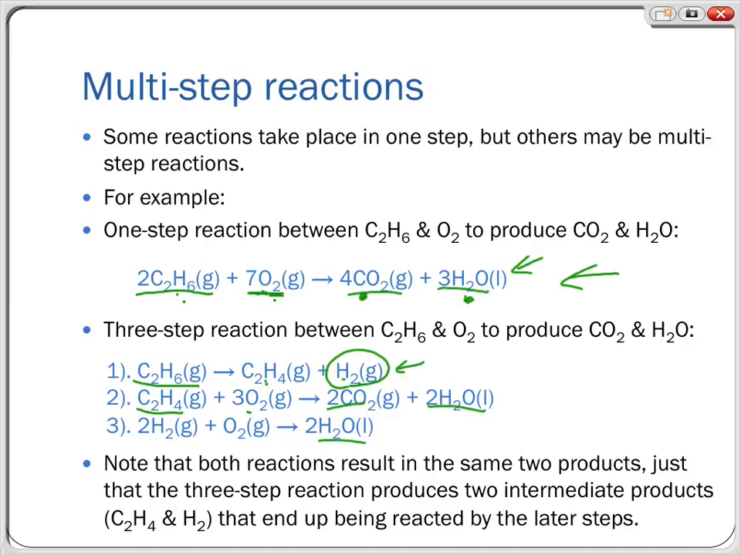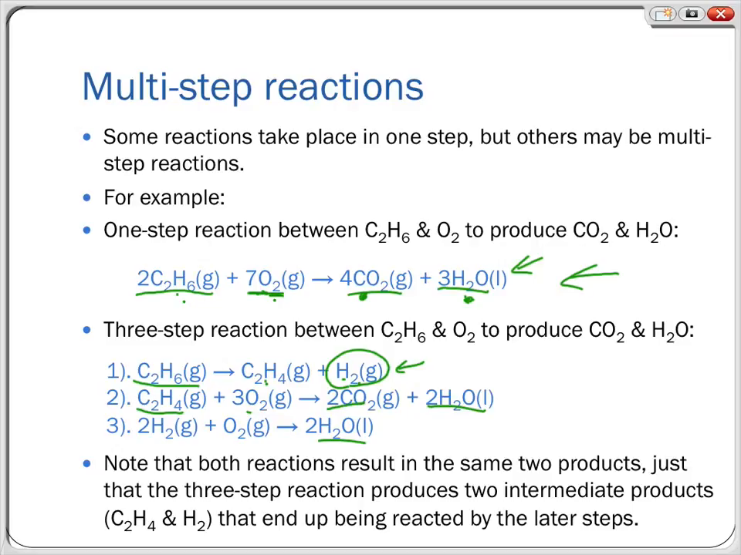So both reactions result in the same two products, CO2 and H2O. It's just that the three-step reaction produces two intermediate products, which are the C2H4 and the H2. It produces them to start with, they end up getting used up in the later steps, and we still end up with the same two things when we're done. And this often happens. In fact, many chemical reactions are in reality multi-step reactions, even though we often treat them like they're one step.